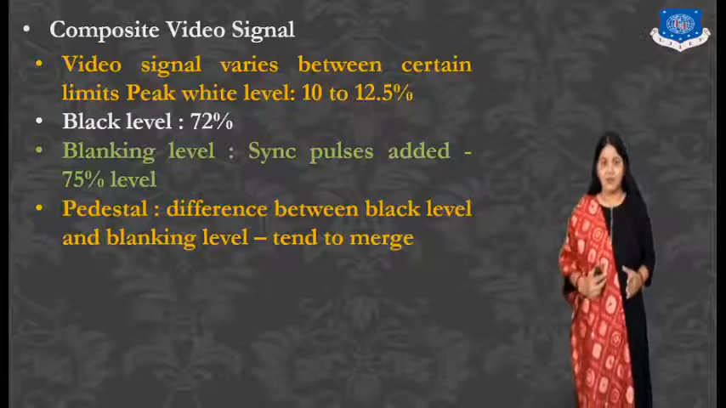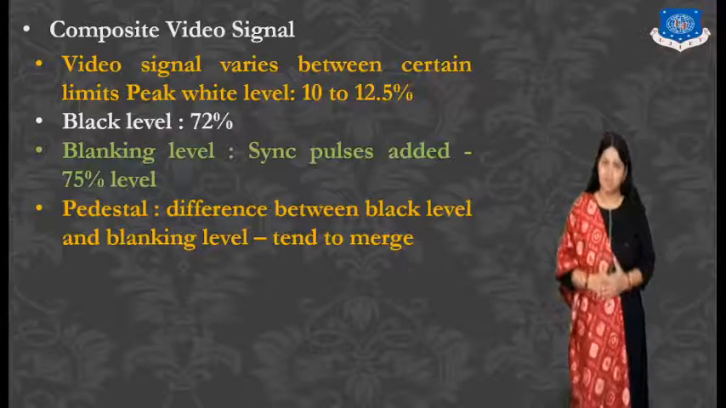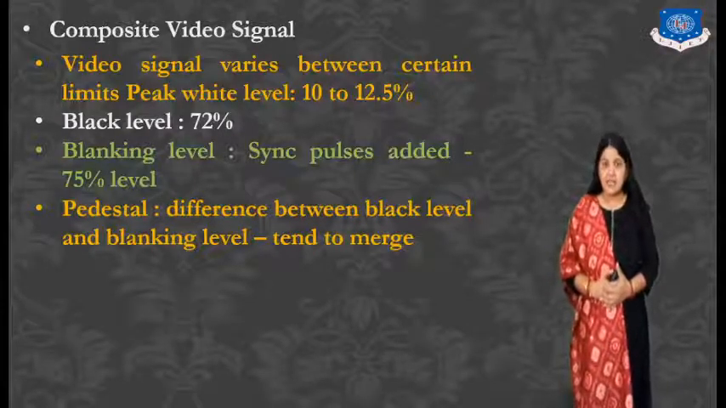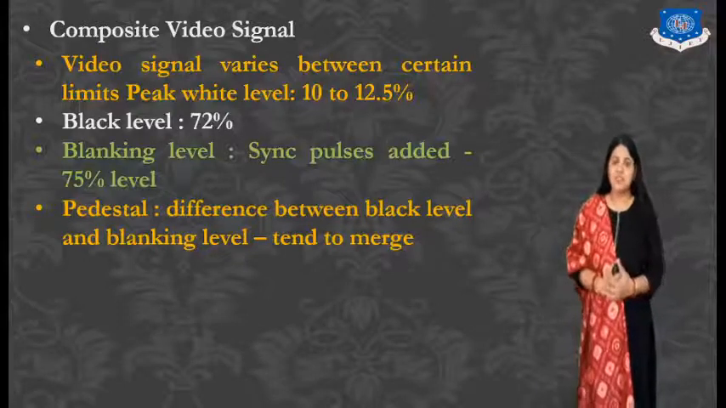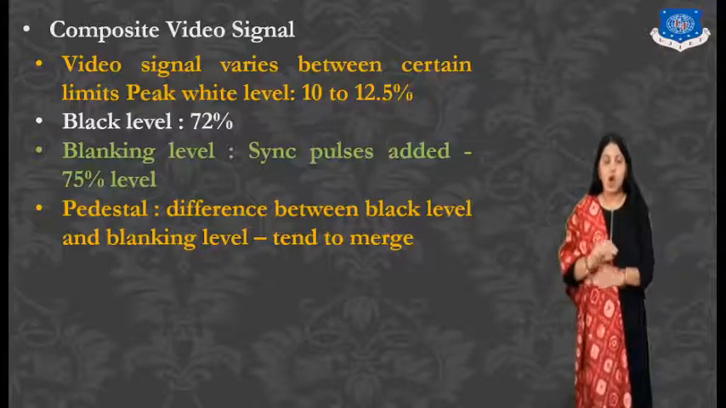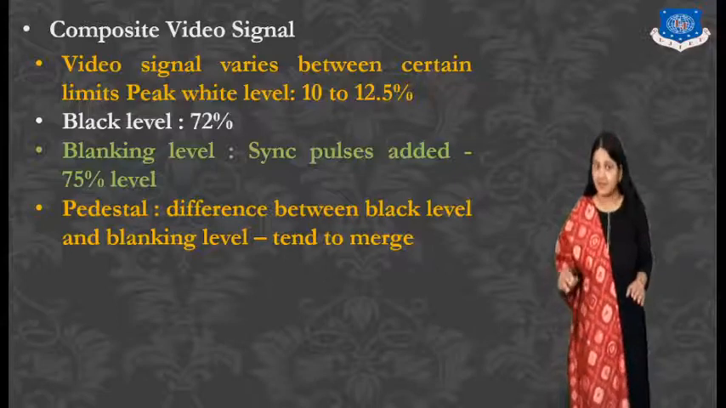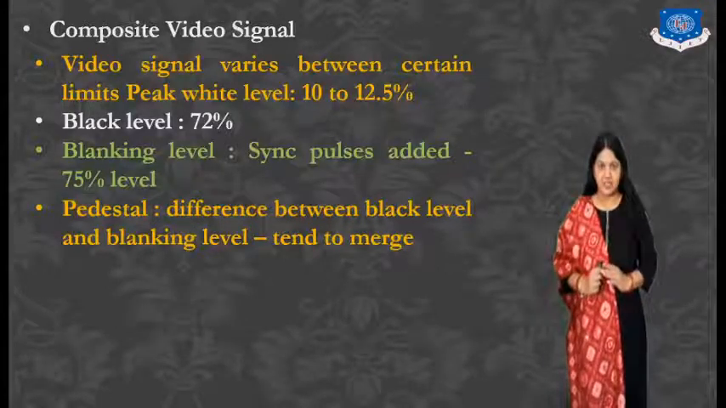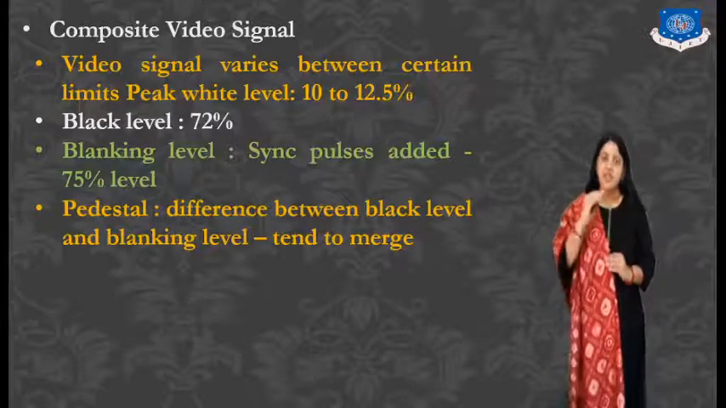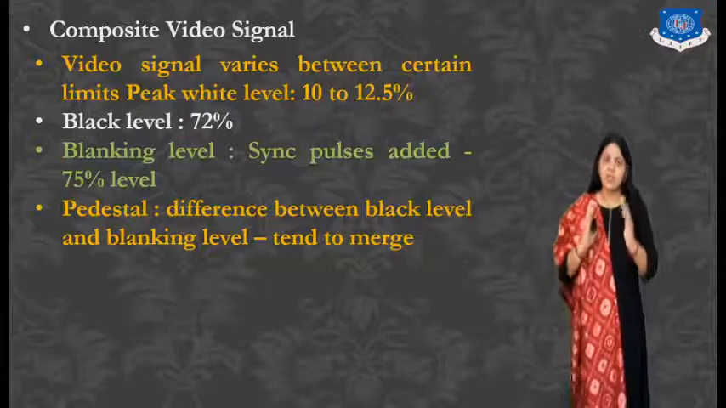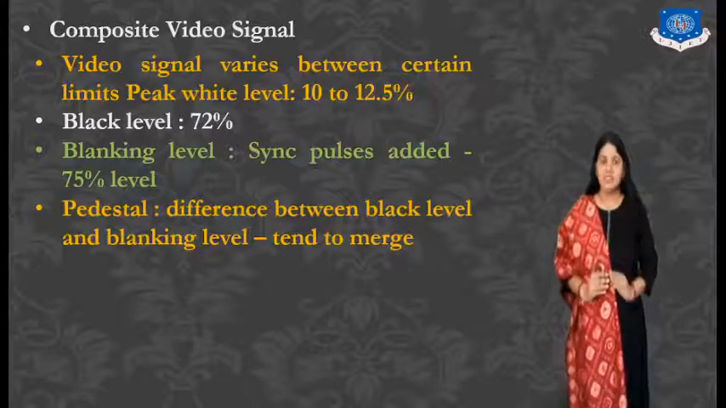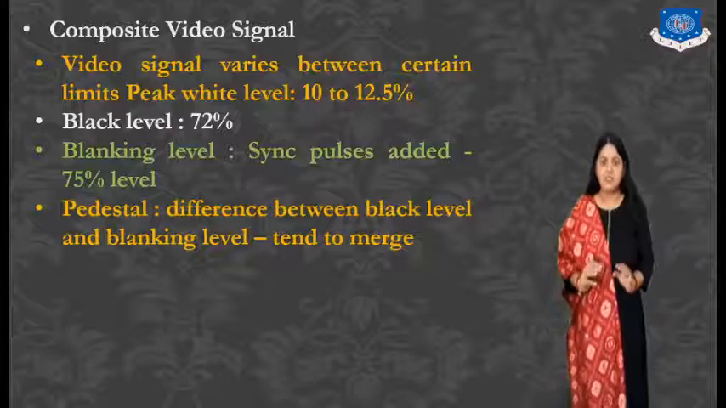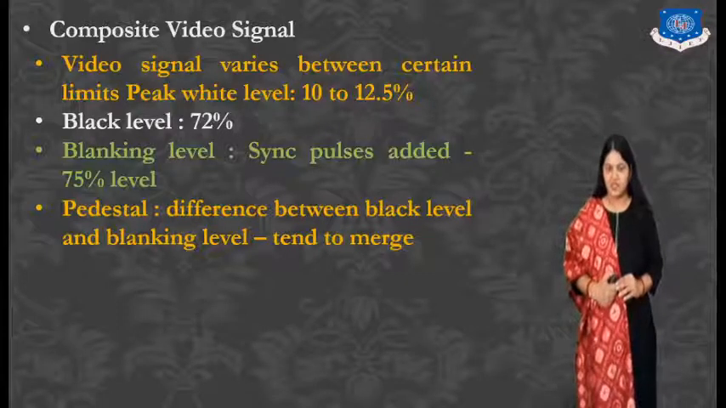Blanking level, at 75% level. As I see, 0 to 12.5% is the peak white level, where all the details become white, so we can't see those details. Between 12.5% and 72%, we can see all the brightness and contrast colors, so information can be transmitted.